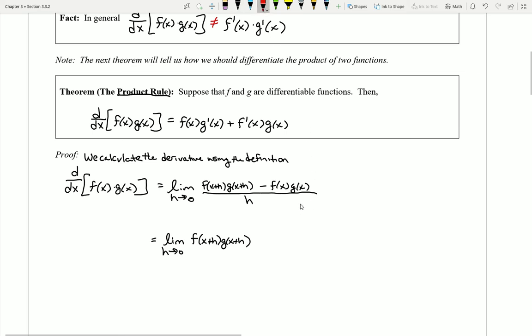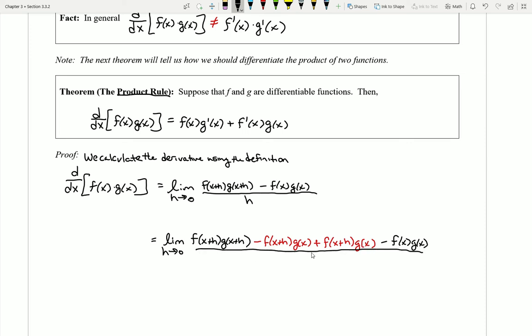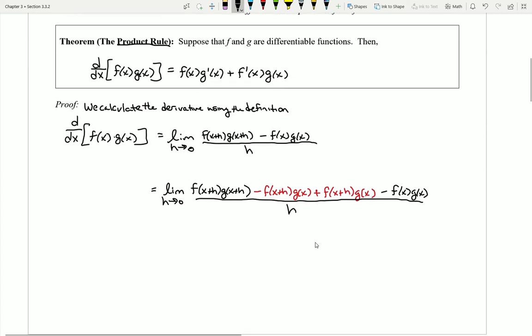I'm going to write it in red. Here's how it's going to look. I'm going to start by subtracting f of x plus h times g of x. And then I'm going to add f of x plus h times g of x. The rest of my fraction is going to look exactly the same as it used to. It's only this red part that's been introduced. But hopefully you would agree that that red stuff is a grand total of 0. I added 0 to the top of my fraction.